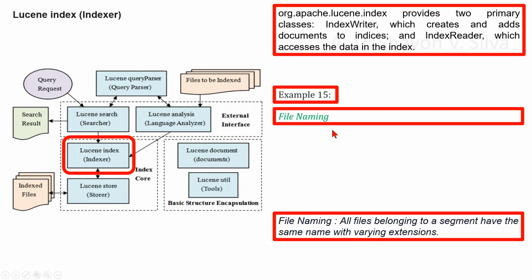Now we are considering file naming. All files belonging to a segment have the same name with varying extensions. The extensions correspond to different file formats. When using the compound file format, default for all small segments, these files, except for the segment info file, log file and deleted document file, are collapsed into a single .cfs file.